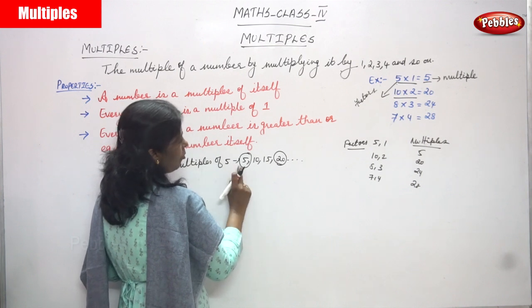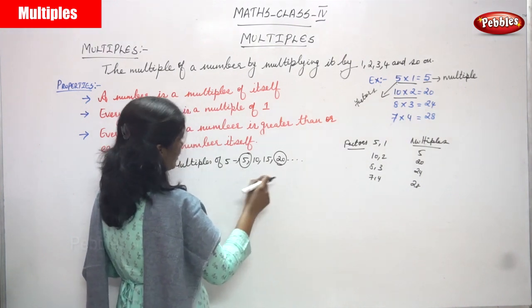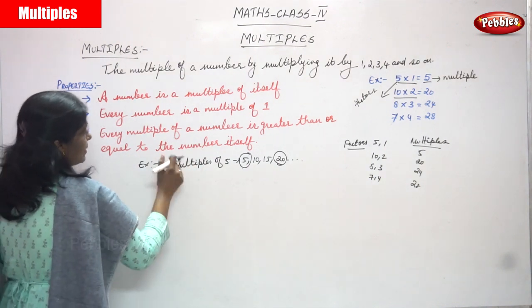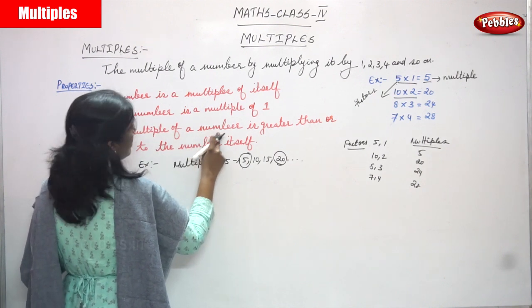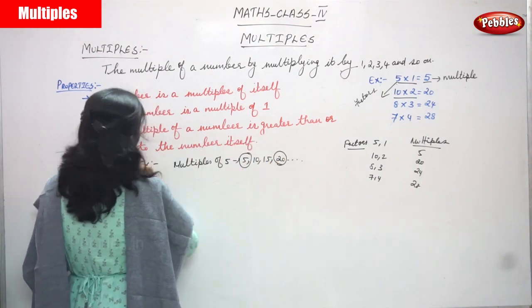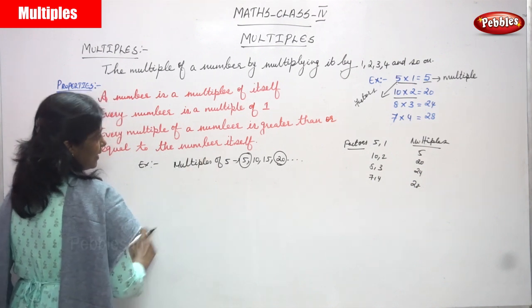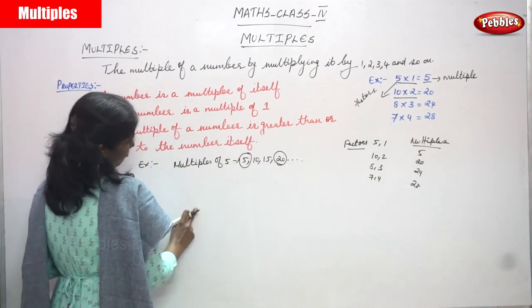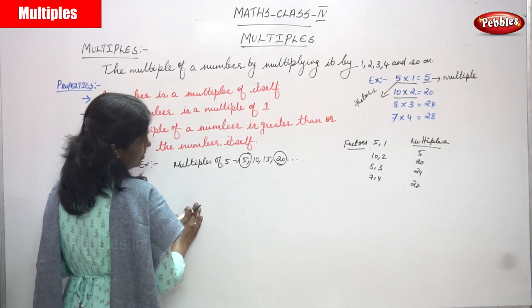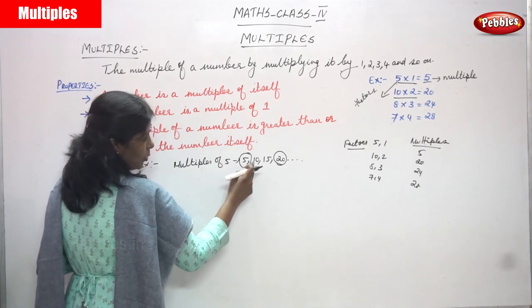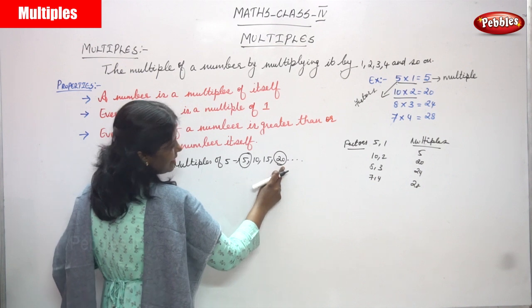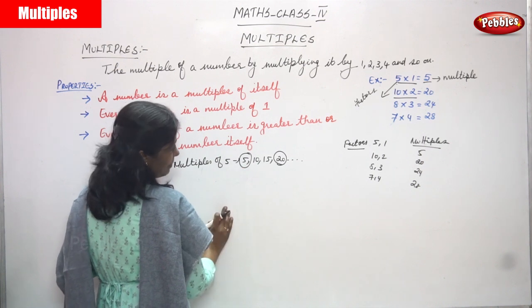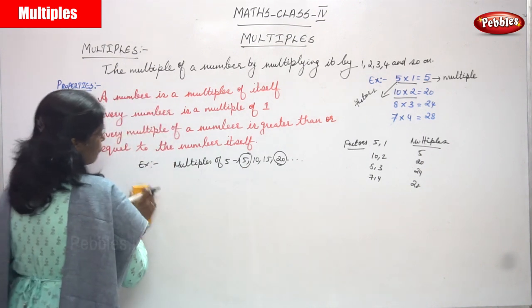These are also multiples of 5, and this is greater than or equal to the number itself. Every multiple of a number is greater than or equal to the number itself. Equal means you can get the same number. For example, for 5, you can get 5. Compared to the others, 20 is a greater number, but at the same time, greater than or equal to the number means you can get the same number. That means 5 you can get. This is the meaning.